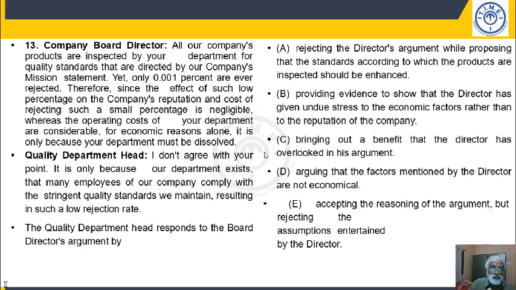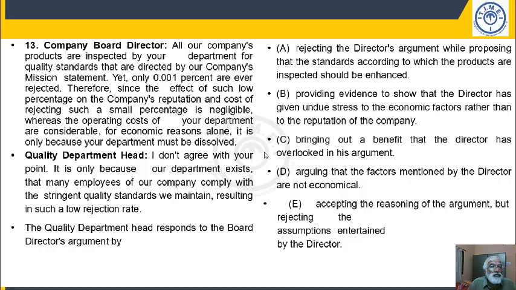Let's move to the next question. A company board director says, all our company's products are inspected by your department for quality standards that are directed by our company's mission statement. All our company's products are inspected by your department, namely a quality department, for quality standards that are directed by our company's mission statement.